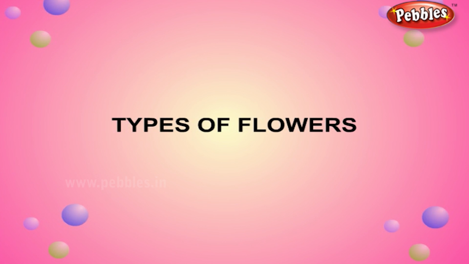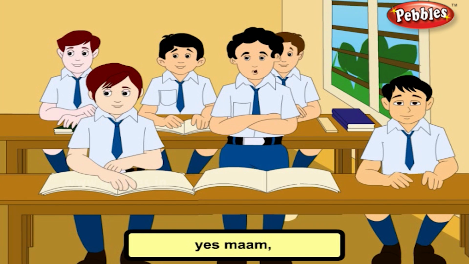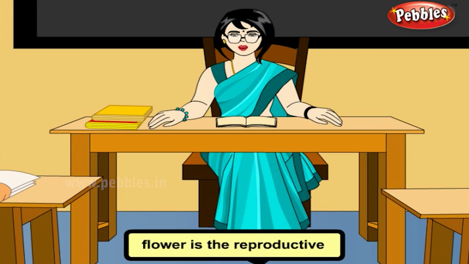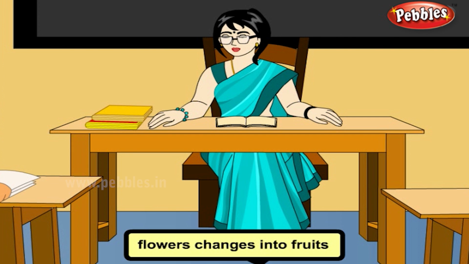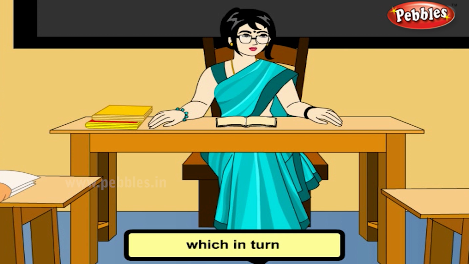Types of flowers. You would have been to a garden. Have you seen flowers? Yes, ma'am. Flowers are the most beautiful parts of the plant. Yes. Do you know how the flowers are useful to the plants? Flower is the reproductive organ of a plant. Flowers change into fruits. The fruits contain seeds within them, which in turn help in reproduction.